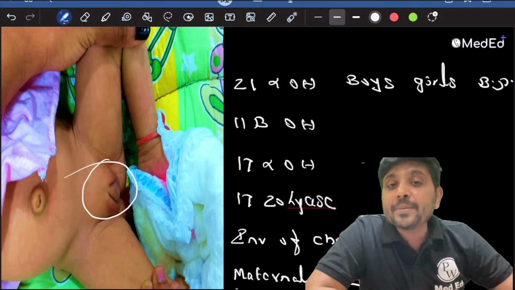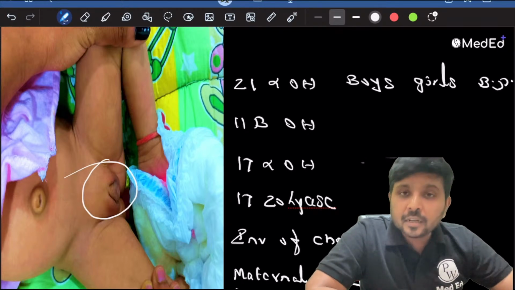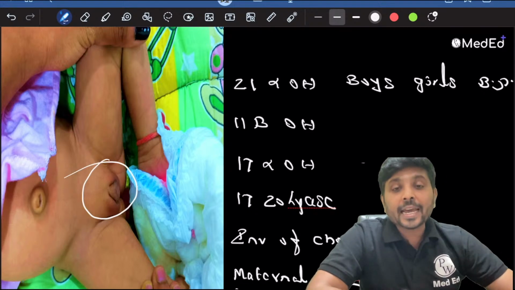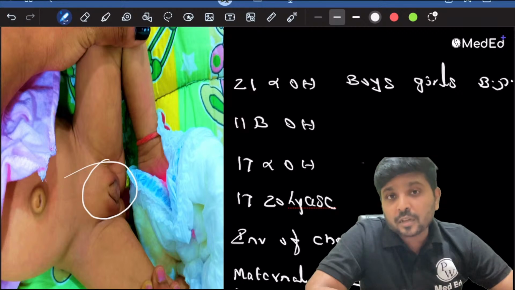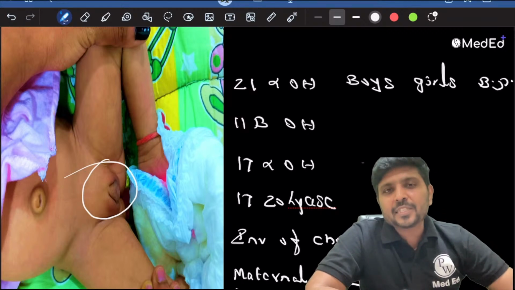This is called atypical genitalia. The new term is called atypical genitalia. Old term is called ambiguous genitalia. Another old term is called as hermaphrodite. Do not use the word hermaphrodite. Do not use the term ambiguous genitalia. Please use the term atypical genitalia.